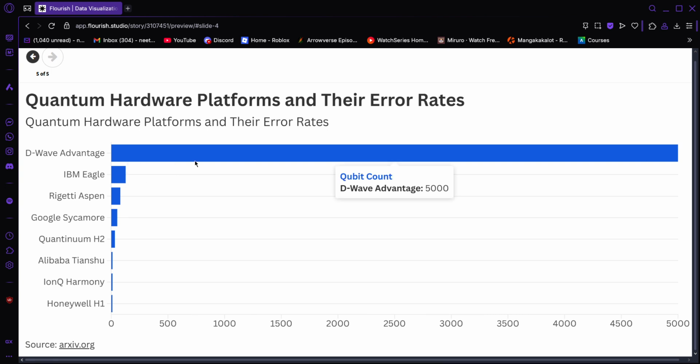The chart includes superconducting platforms like IBM or Google, and also trapped ion platforms like IonQ and Honeywell. It helps to illustrate which technologies are more mature and precise than others are.